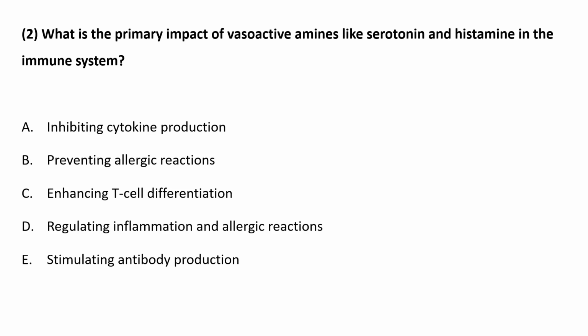So the second question is, what is the primary impact of vasoactive amines like serotonin and histamine in the immune system? We have just seen this. What is the correct answer for this? How is this happening? Why not inhibiting cytokine production or the other options?